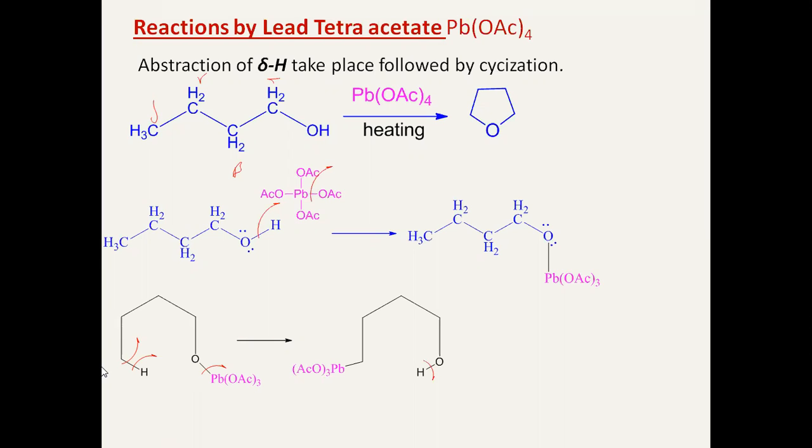Again cleavage from this side, and cyclization takes place. We can directly write cyclization also from this to this, but this is the most reactive intermediate which forms, and that will collapse into this tetrahydrofuran, THF. So very limited reactions are there involving lead tetraacetate.